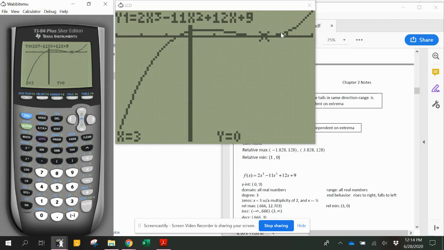Also, you can see that it has a multiplicity of 2. It's a bounce right there. Notice on my answer key behind the screen here, it says with multiplicity of 2. You have to include multiplicities of 2 or more.